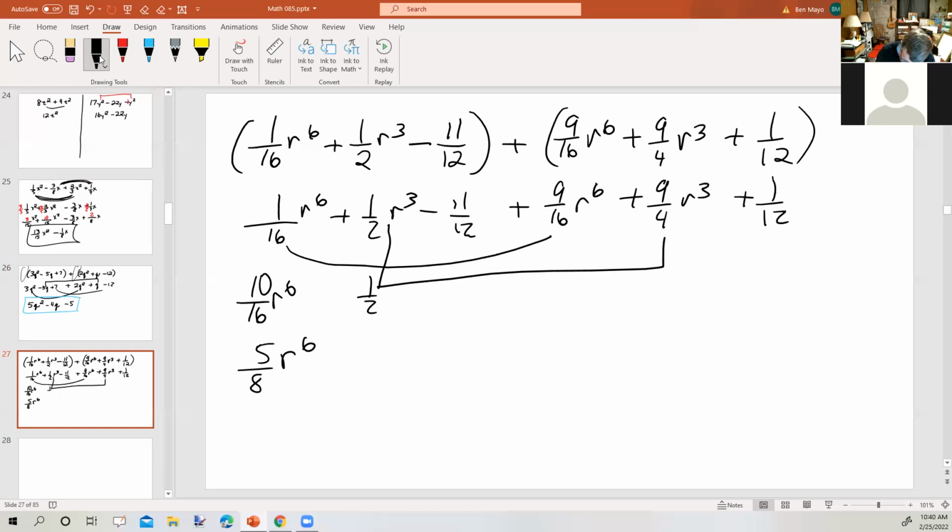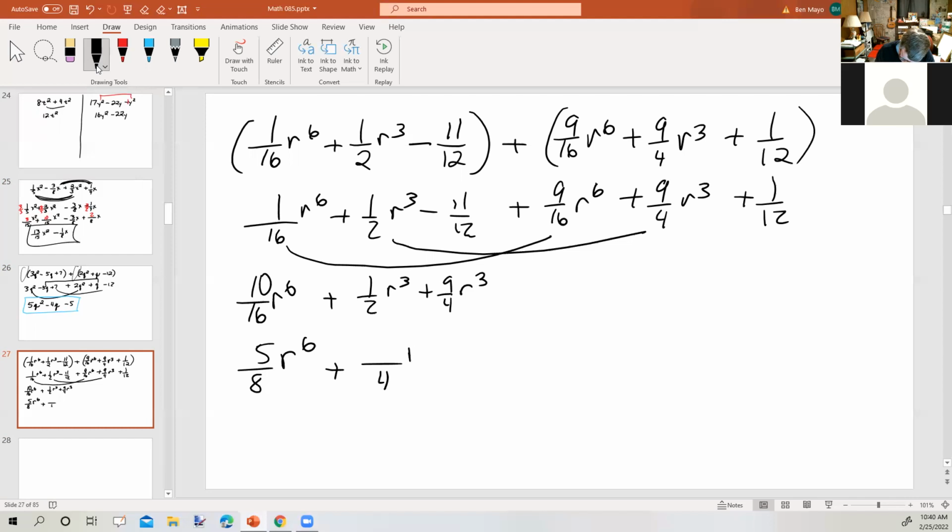Let's get rid of this here. Need more room there. Okay, so 1/2 r cubed plus 9/4 r cubed. The common denominator there would be 4. So I'd take 1/2 and multiply it by 2/2, giving me 2/4 r cubed. So I've got 5/8 r to the 6th plus 11/4 r cubed, right?